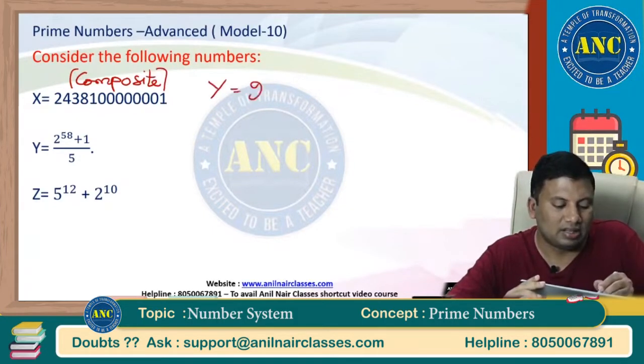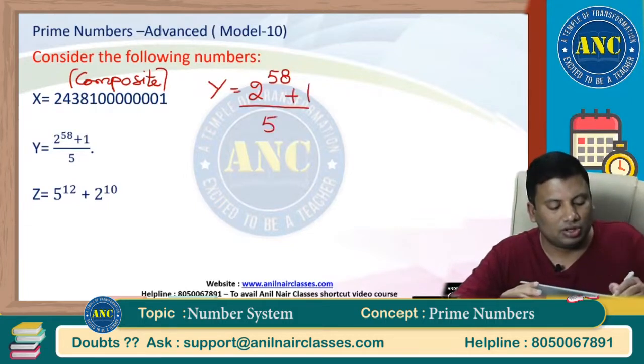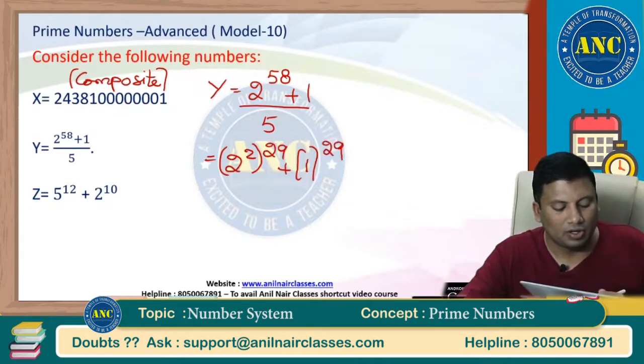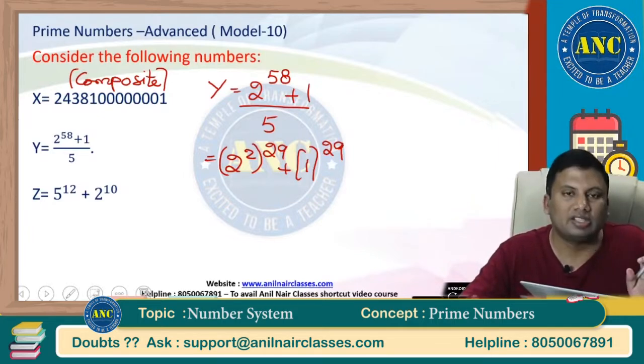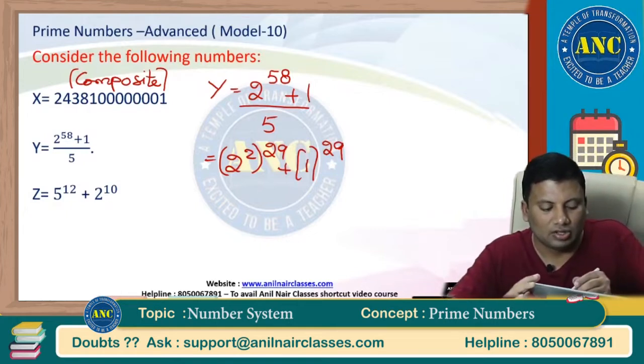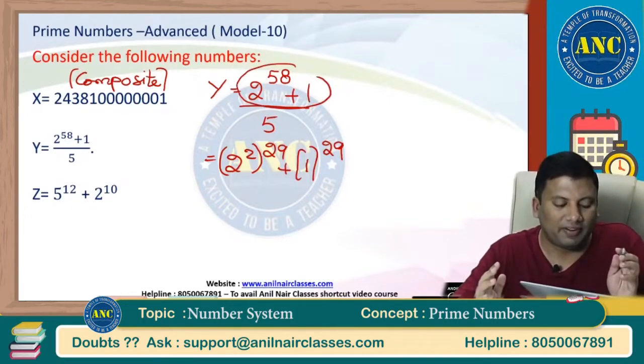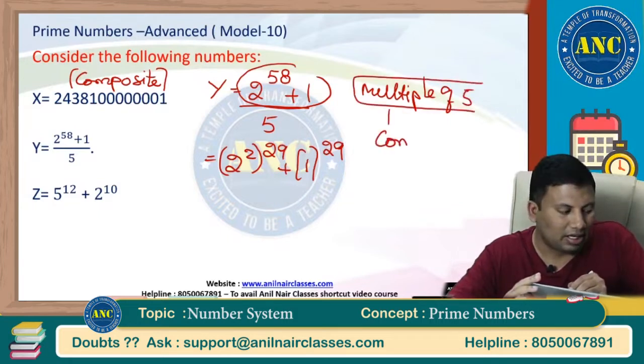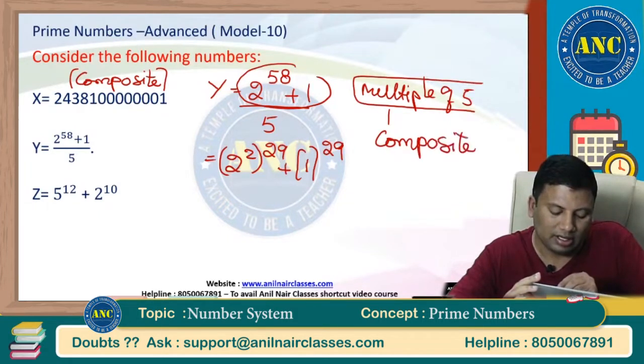Y is nothing but (2 power 58 plus 1) divided by 5. So this can be written as (2 square) power 29 plus 1 power 29, so that means it is divisible by 5. So the numerator is divisible by 5. I hope it is clear. So this entire number is perfectly divisible by 5, so it will become a multiple of 5. If it becomes a multiple of 5, then this is nothing but a composite number.